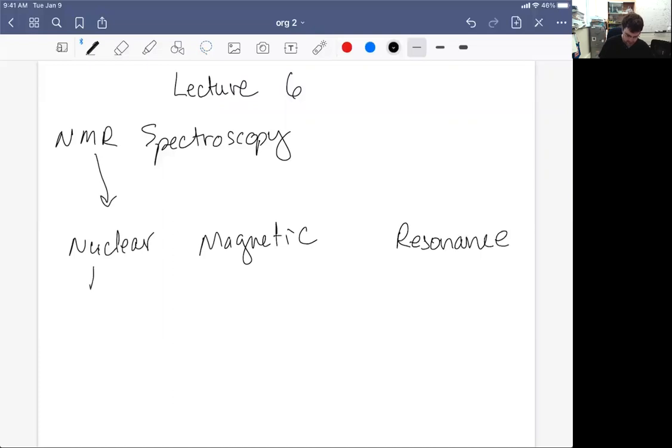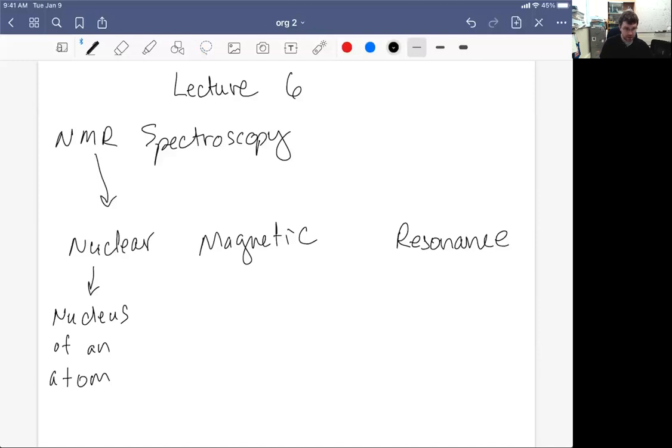Now, nuclear we've been talking about a bit. This refers to the nucleus of an atom. And if you recall, we had talked about how there were certain nuclei that we can look at, like the 1H nucleus and the C13 nucleus, and 19F, 31P, that sort of thing. But then like carbon 12 we can't look at efficiently. Nitrogen 14 we can't look at. So it's a particular nucleus of an atom.